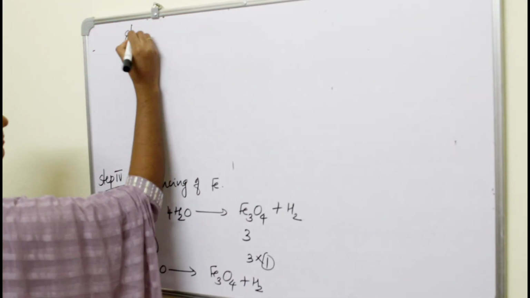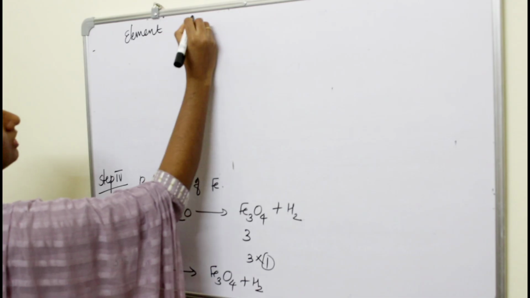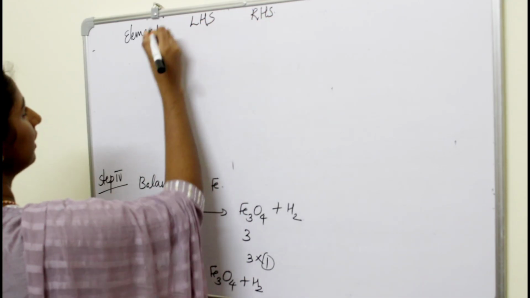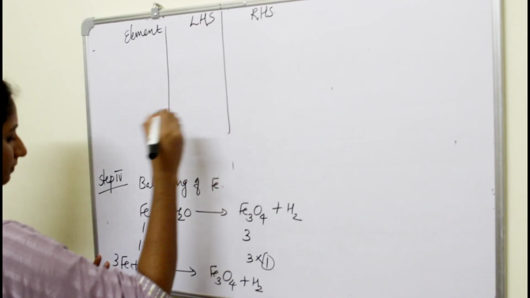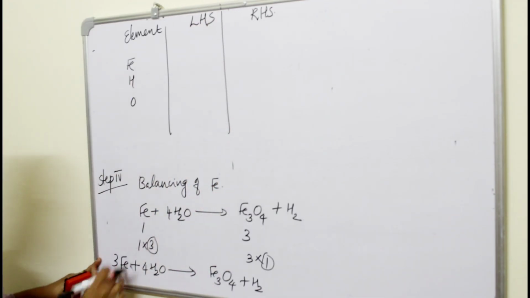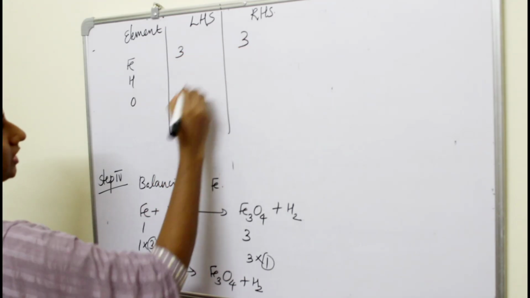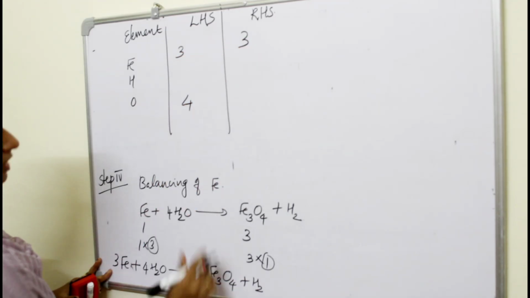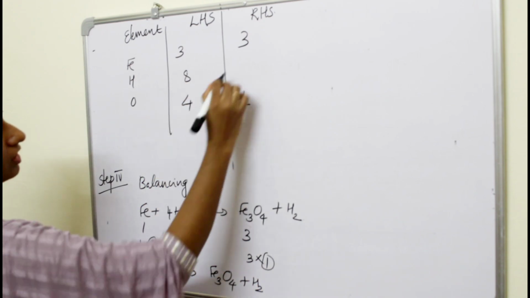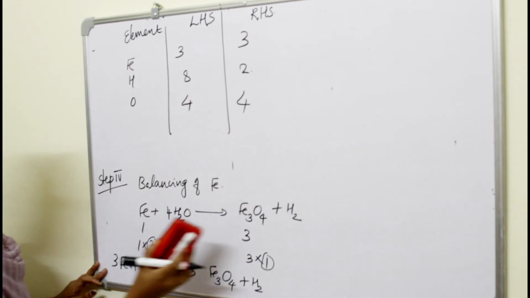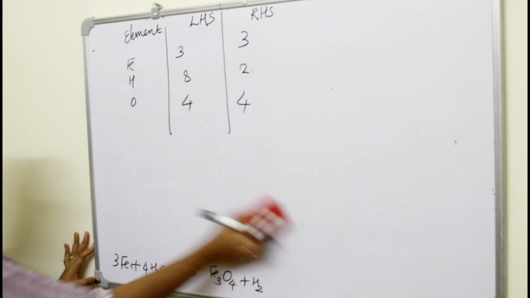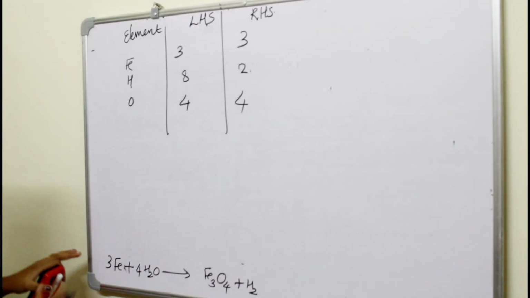So element, number of atoms in left hand side and number of atoms in right hand side. Here we are taking iron, hydrogen and oxygen. Okay, so here 3 iron atoms, 4 oxygen atoms, 4 oxygen atoms, 8 hydrogen atoms, here also 2 hydrogen atoms, right? So now the equation is like this.